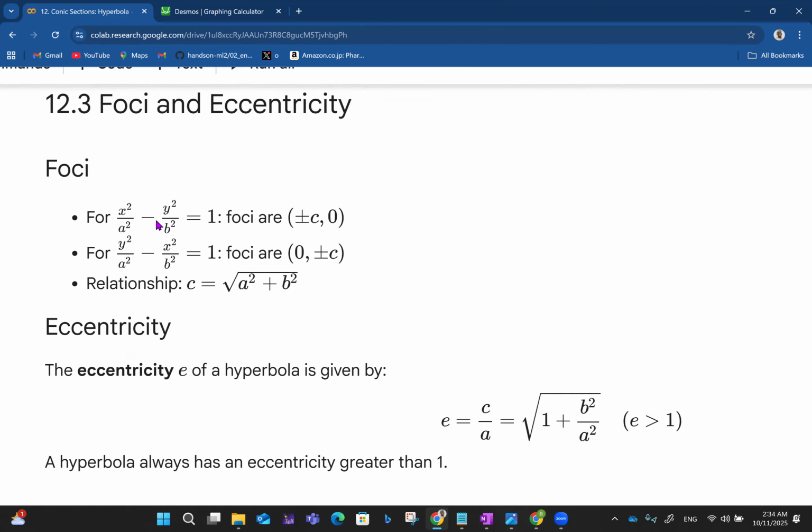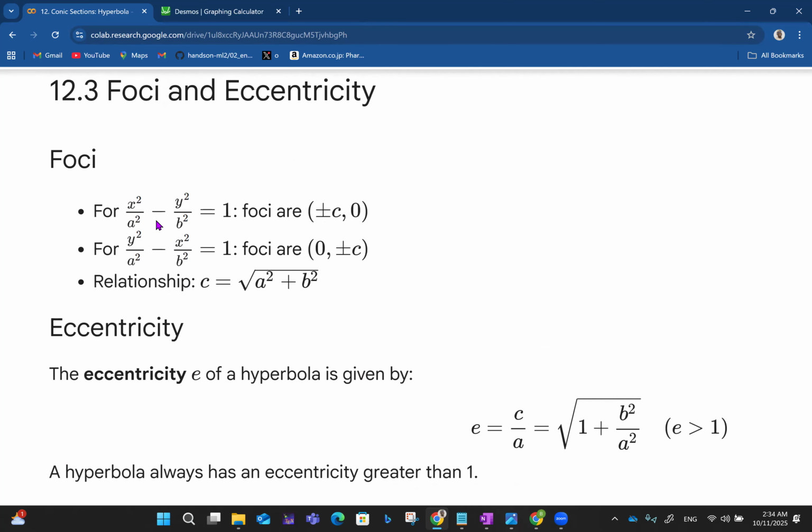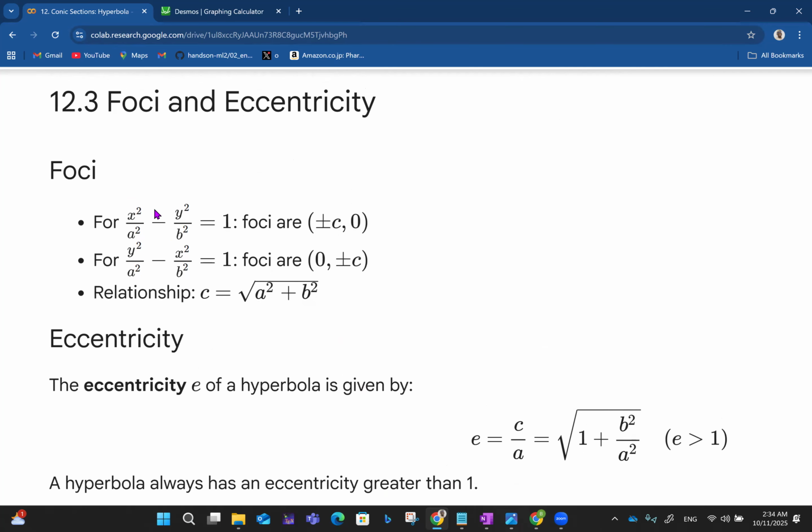So first of all, talking about foci, that's talking about focuses, if you like to put it that way. For x squared over a squared minus y squared over b squared equals 1, the foci are plus or minus c comma 0, which we saw up there. And for y squared over a squared minus x squared over b squared equals 1, the foci are 0, comma plus or minus c. And the relationship between a, b, c will be c equals square root of a squared plus b squared, unlike square root of a squared minus b squared for ellipse.